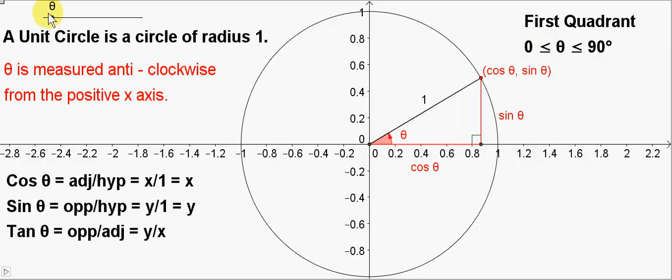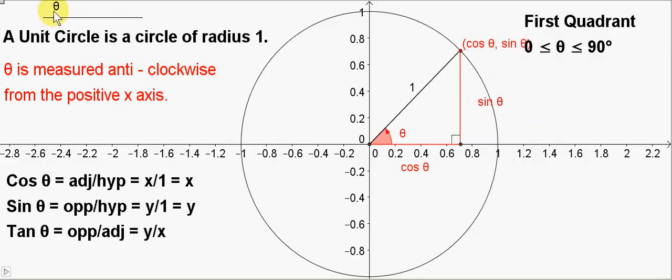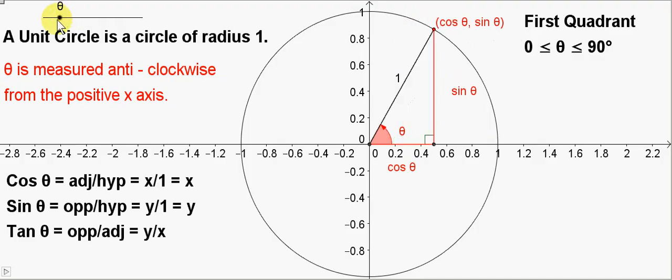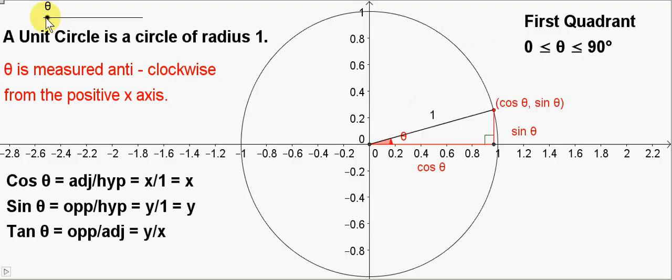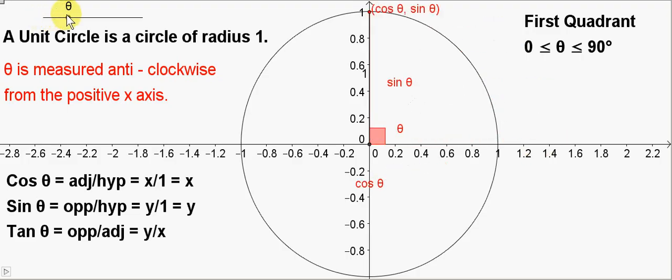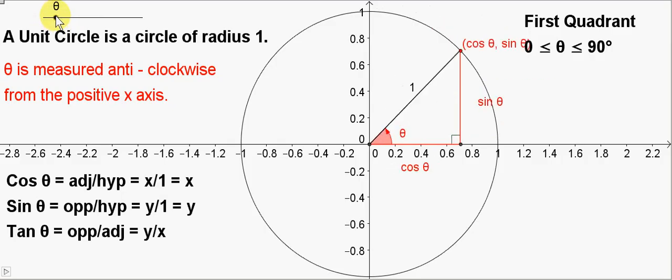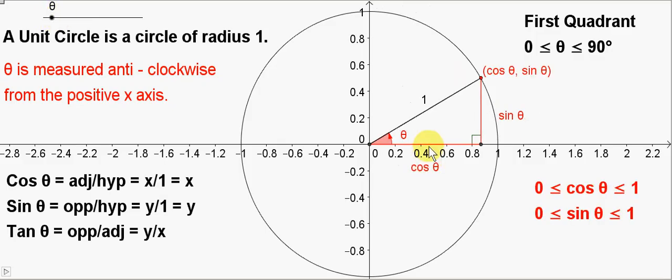We can also see that both cos and sine of theta are lying between 0 and 1. The lengths of those two red lines always lie between 0 and 1 for angles in this quadrant here. Well, the values are lying between 0 and plus 1. The two short sides of a right angle triangle are always smaller than the hypotenuse, or the longest side. So we have these relations here for angles theta in this quadrant.